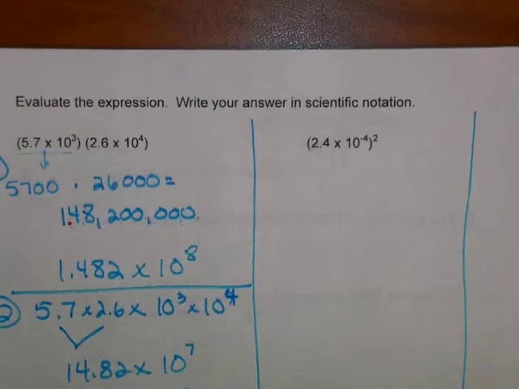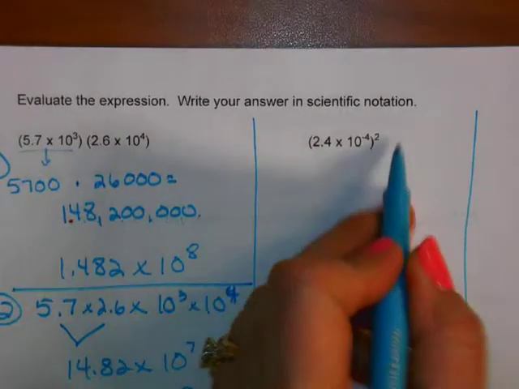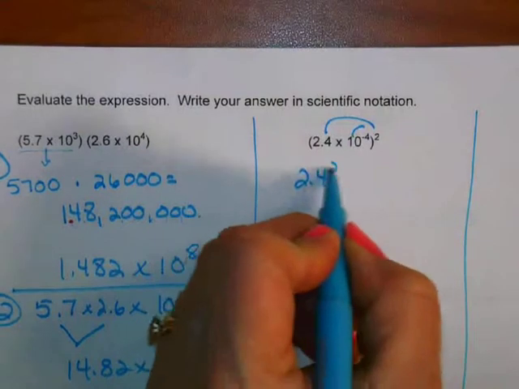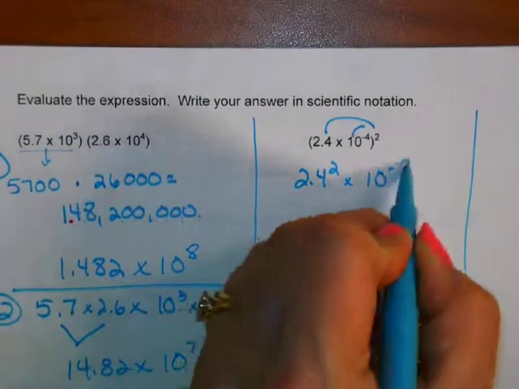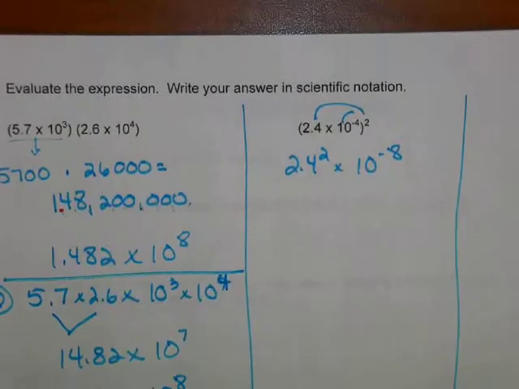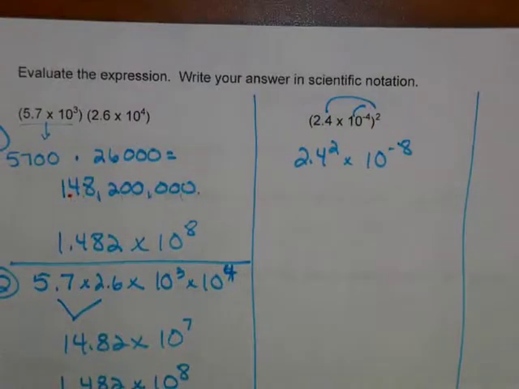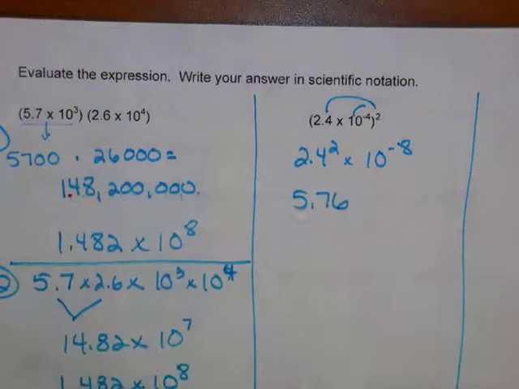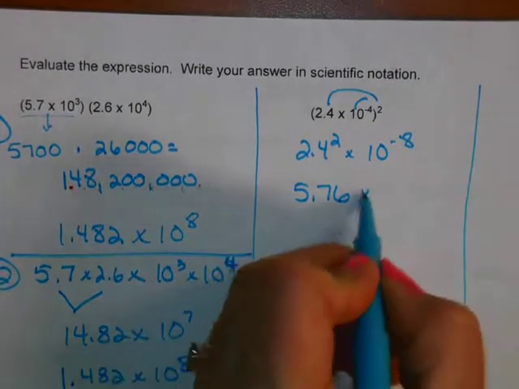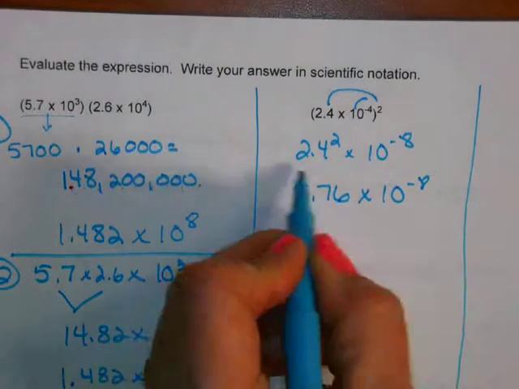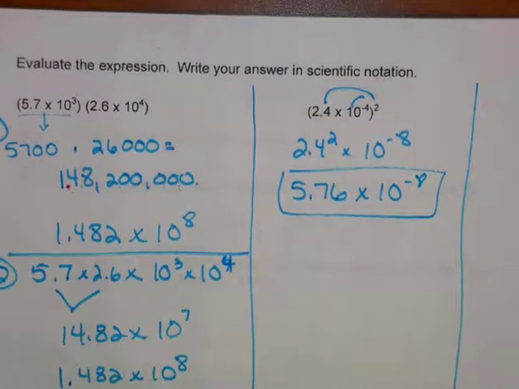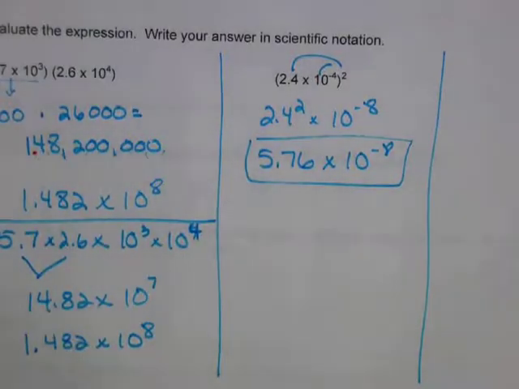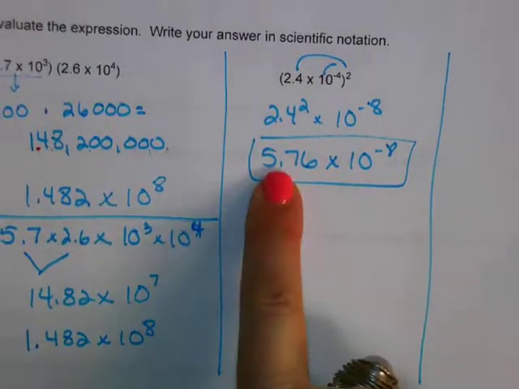Okay? All right. 2.4 times 10 to the negative 4 squared. Wait a minute, what did we just learn? What do we do when we have a power to a power? We distribute the 2, so we have 2.4 squared times 10 to the negative 8. And then you just do 2.4 squared, which would be 5.76. Oh, beautiful. It's already in the right form. So I can just do it like this, and there's my answer. Because how do I know it's in the right form? Because there's 1 decimal here.